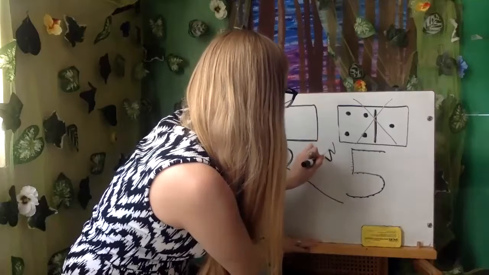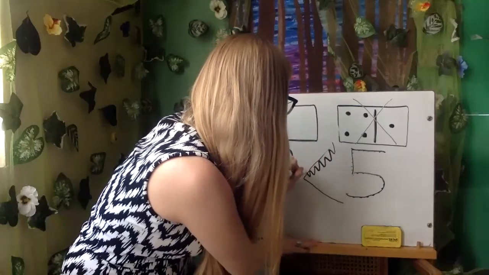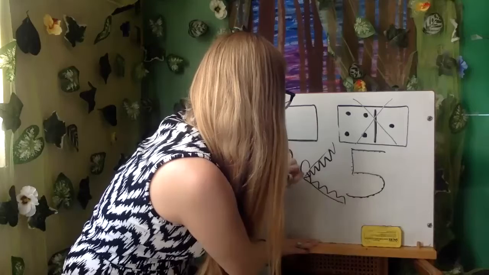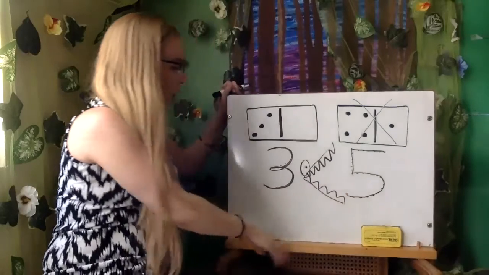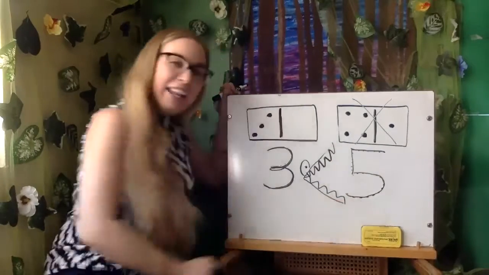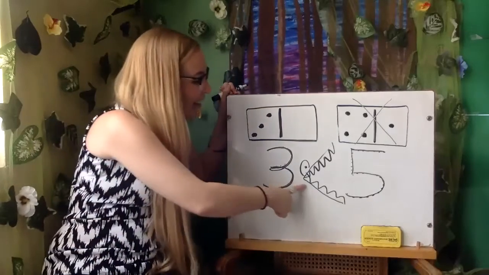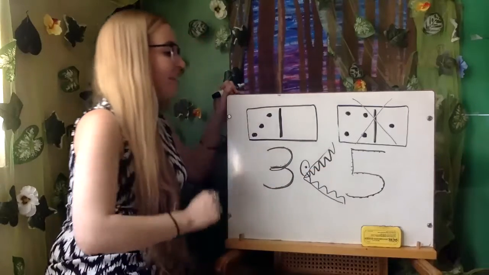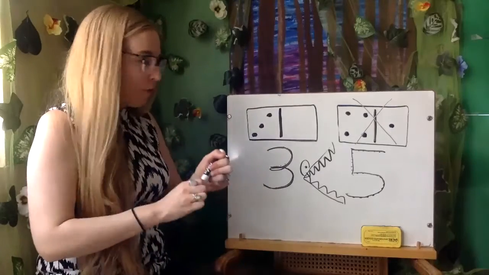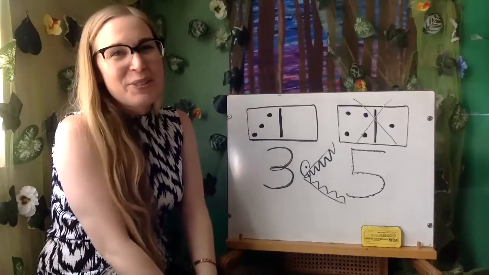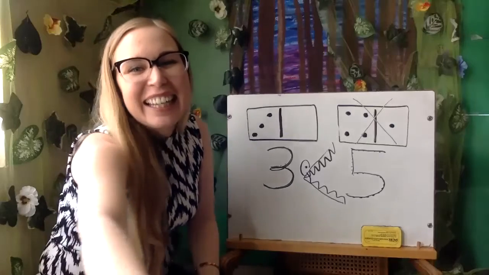We'll give it some teeth. Give it an eyeball. And so now we can read it like this: 3 is less than 5 because the alligator is eating that 5. So that means the 3 is less than, it's smaller than that 5. So now I'll explain how to do the back side of this worksheet.